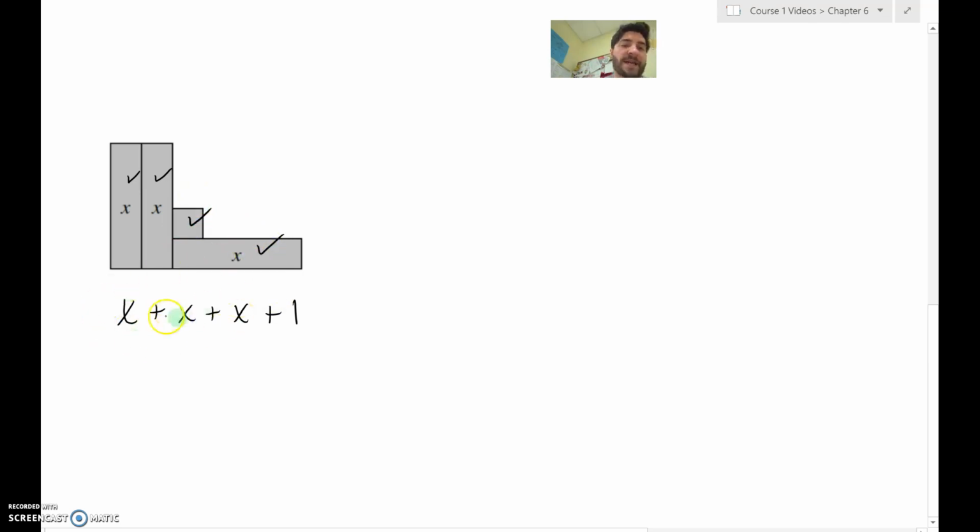So we've got 3x plus 1. The simplified way would be to say that we have 3 times x plus 1. So either one. This one is correct, and so is this one. Just which one looks more simple to you.